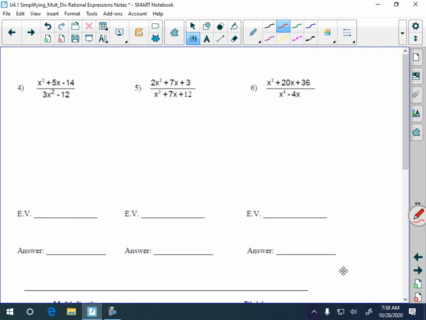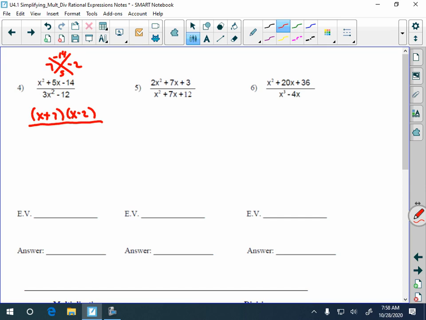All right, so number 4, looks like we can factor the top and factor the bottom again. So we have this trinomial. Use the x, so negative 14 on top and 5 on the bottom. So that's 7 and negative 2. So x plus 7, x minus 2 on top.